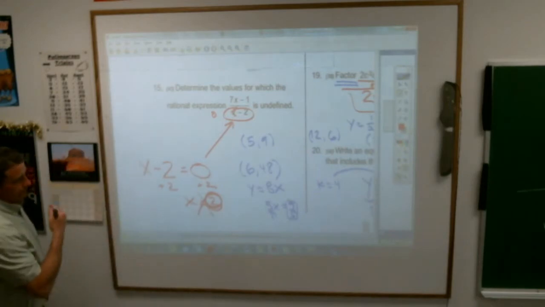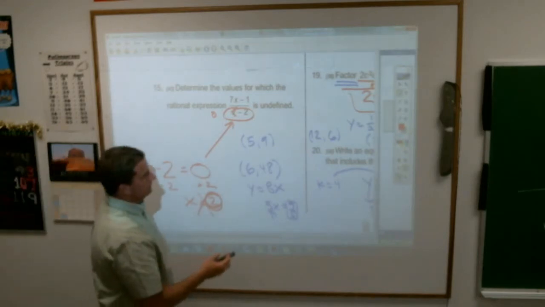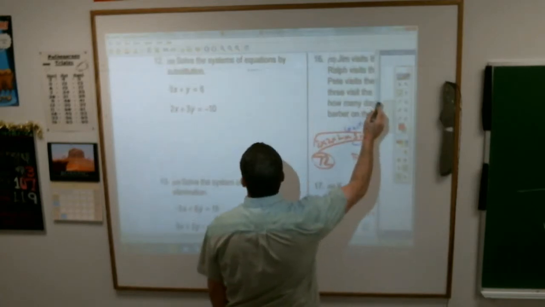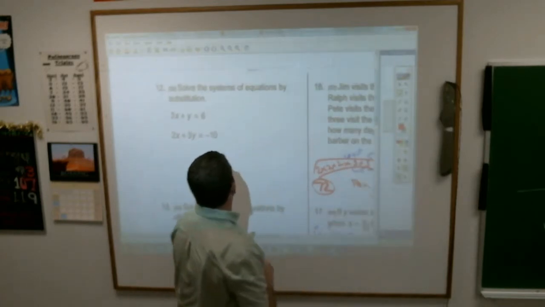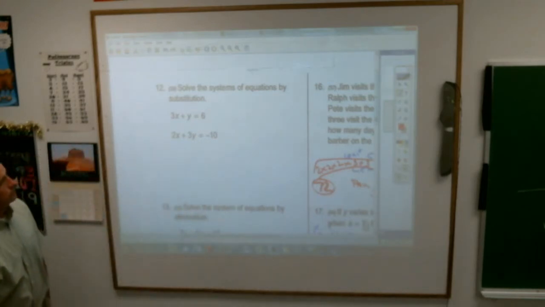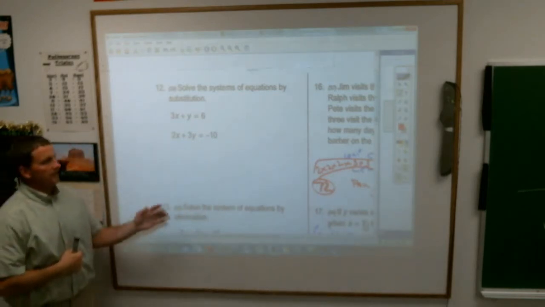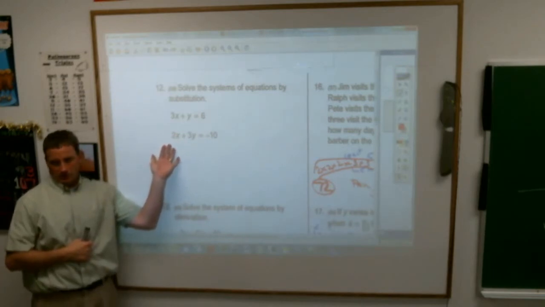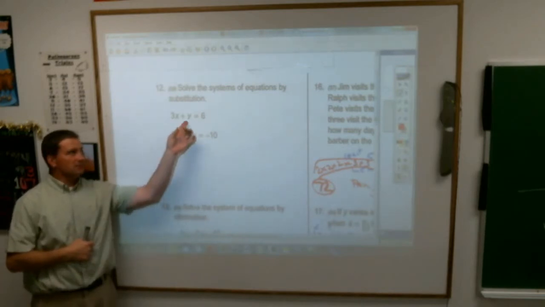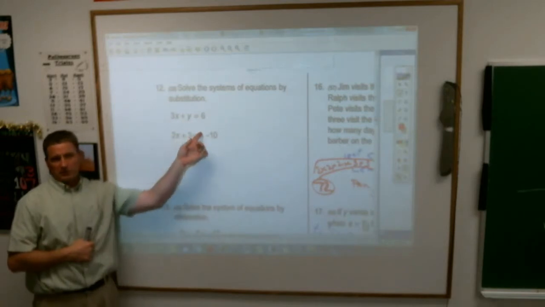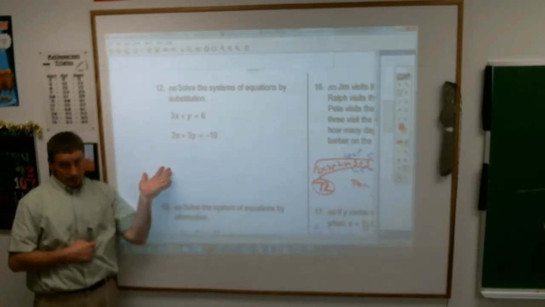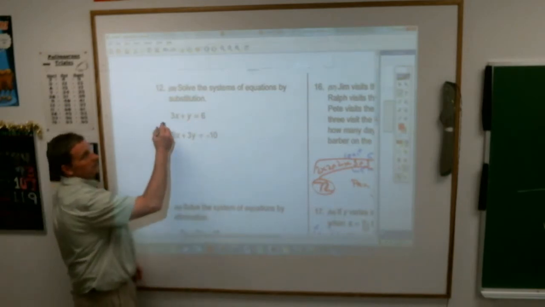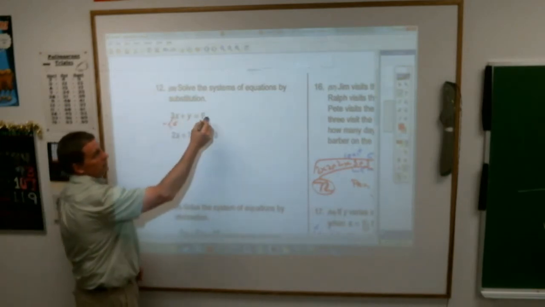For number 12, you have to do the substitution. How would you get y by itself again? Well, first of all, if you look at this, there's only one logical choice. I would have to solve this for substitution. Since this y is the only one of the four letters that doesn't have a number in front of it, I would solve this one for y first before I substitute it in, which just means I would subtract 3x over.